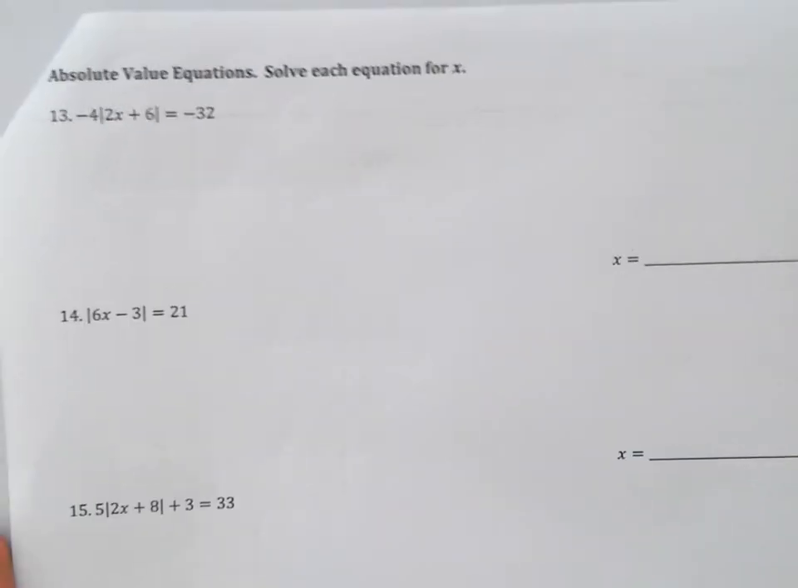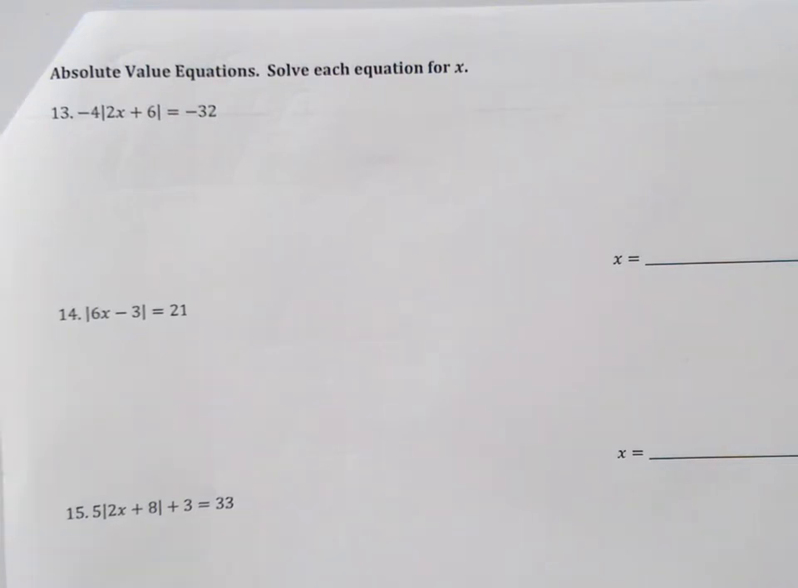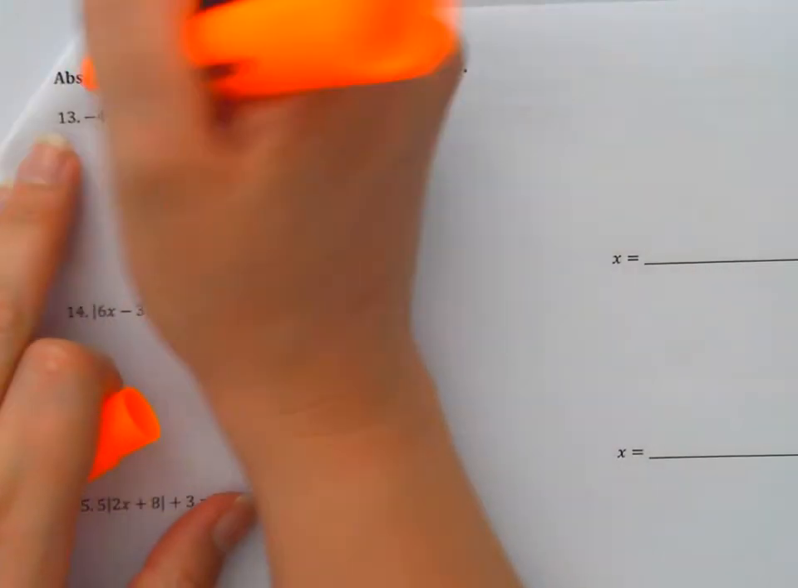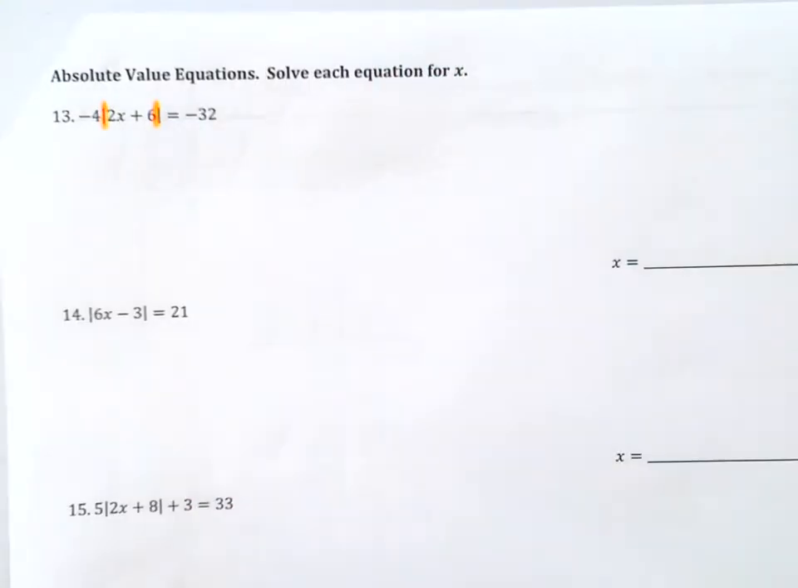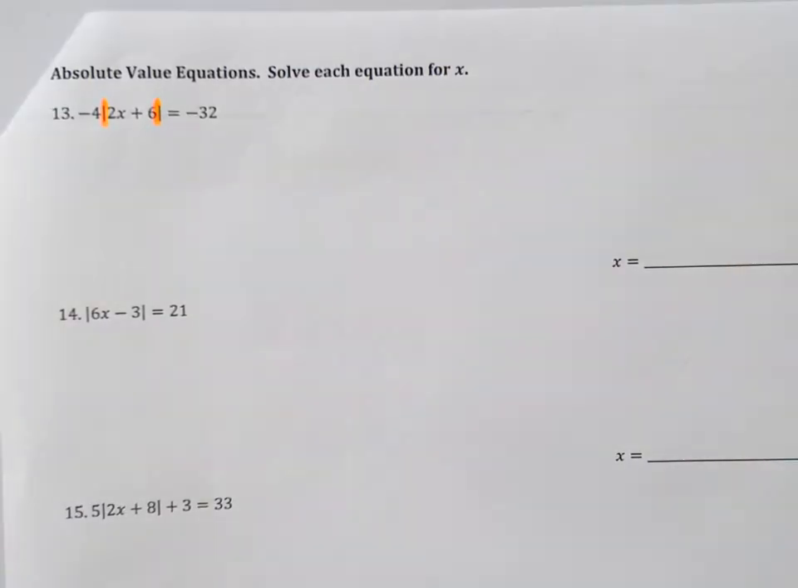Okay, last page, absolute value equations. That's our last section that we did together. So let's get to it. So remember, with absolute value equations, your first step always is to get the absolute value expression all by itself on one side of the equation. So we're going to do that. We are going to get this 2x plus 6 all by itself on one side of the equation.